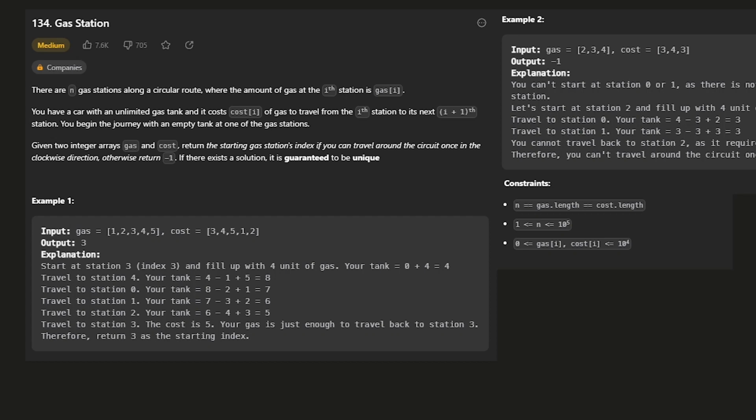Hi everyone. In this video, we are going to solve a problem. The problem name is Gas Station and the question number is 134. First of all, we will understand this problem. After that, we will see the logic to solve this problem and after that, we will implement the logic. So let's quickly see what this problem says.